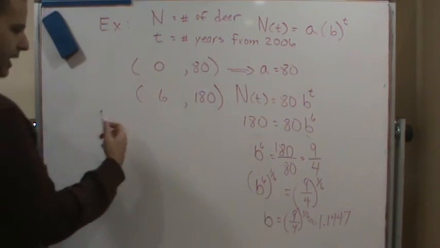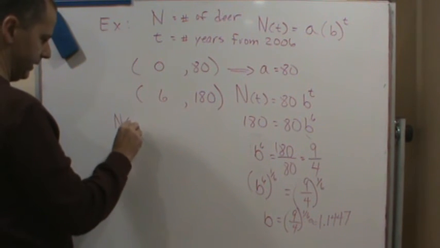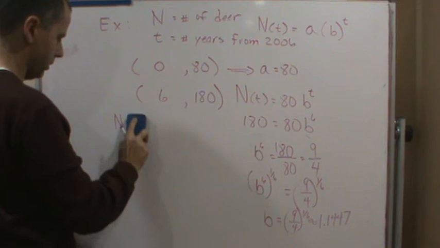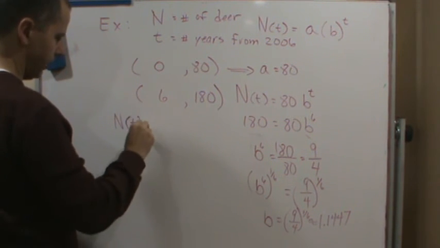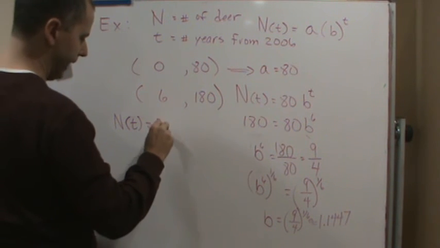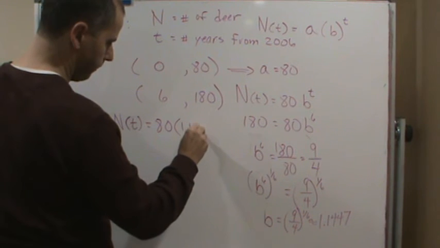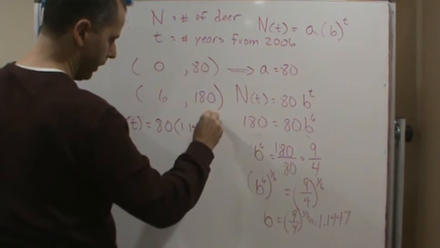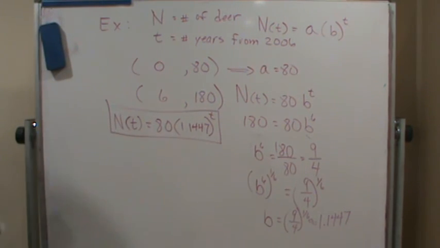So that means that our model is going to be N of t equals 80 times 1.1447 raised to the power of t, and this becomes our exponential model that models the growth of deer in this wildlife refuge.